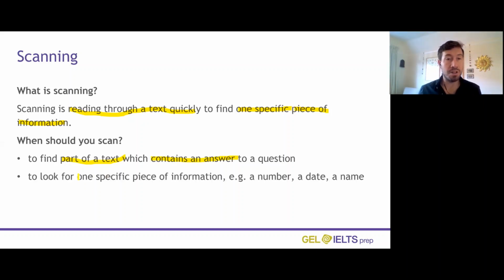To look for one specific piece of information. For example, it could be a number, a date, or a name. So if the question asks you to find a number, numbers are easy to see in text, so you can quickly just look for numbers, find the number, and then hopefully see and check if that's the correct answer.